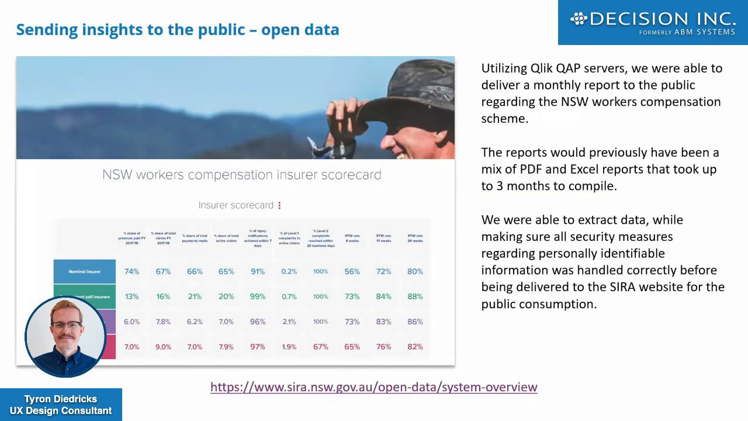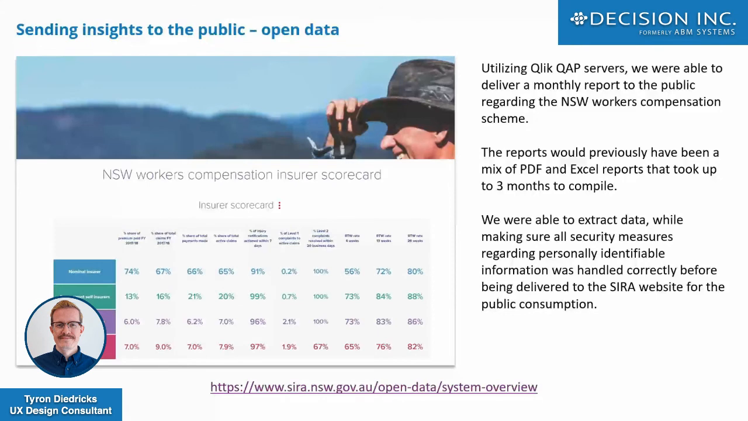The third example that I'm going to be giving you today is public data. Open data is another word that we use for it. For instance, one of our clients was CIRA, and they required to show the public how the New South Wales compensation scheme was performing.